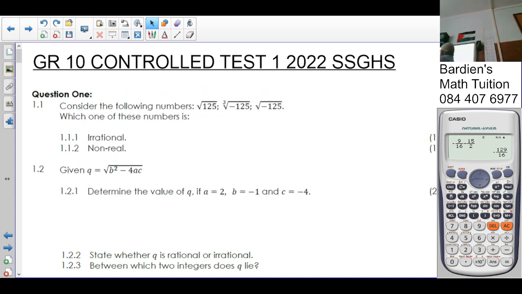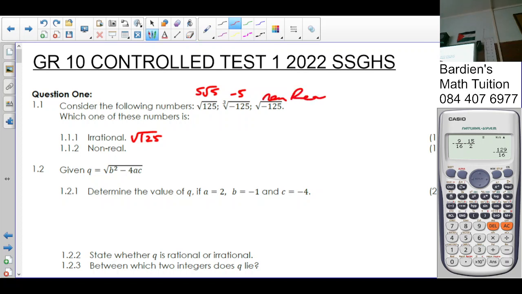Here we go. So consider the following numbers. The square root of 125, a third, the cube root of negative 125 is negative 5, and the square root of negative 125 is undefined. They ask which one of these numbers is irrational. So irrational is the square root of 125. Non-real, well, it's actually non-real and not undefined.